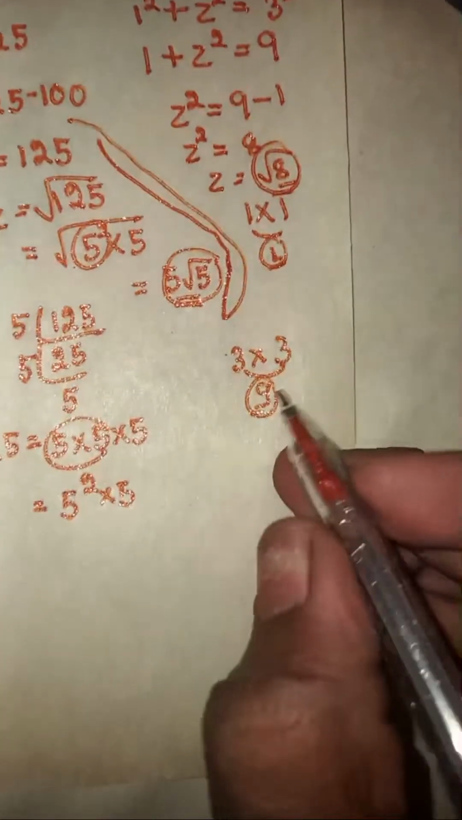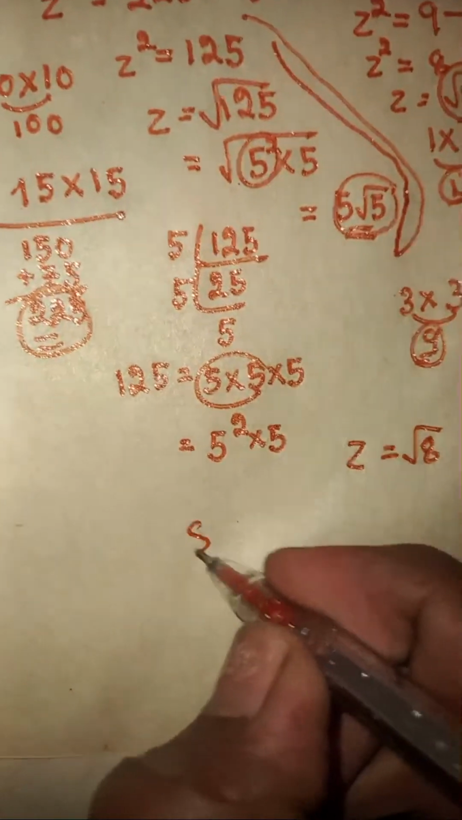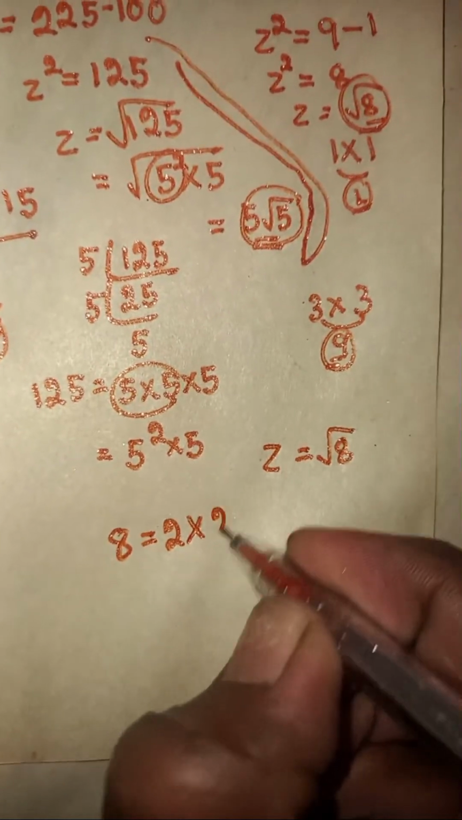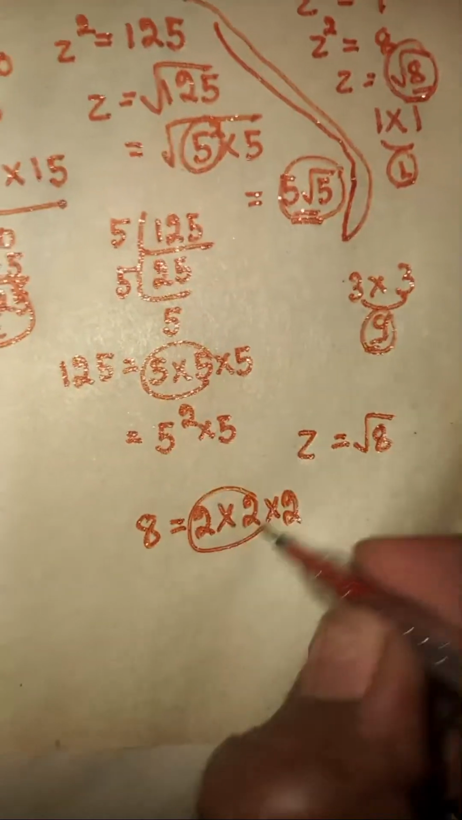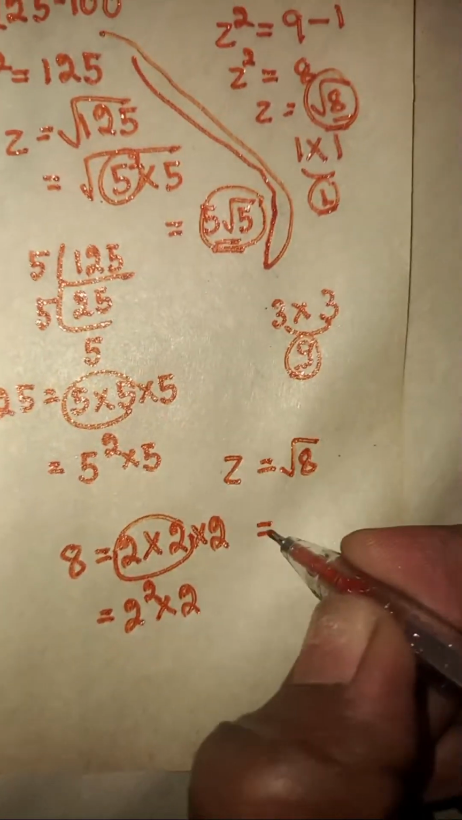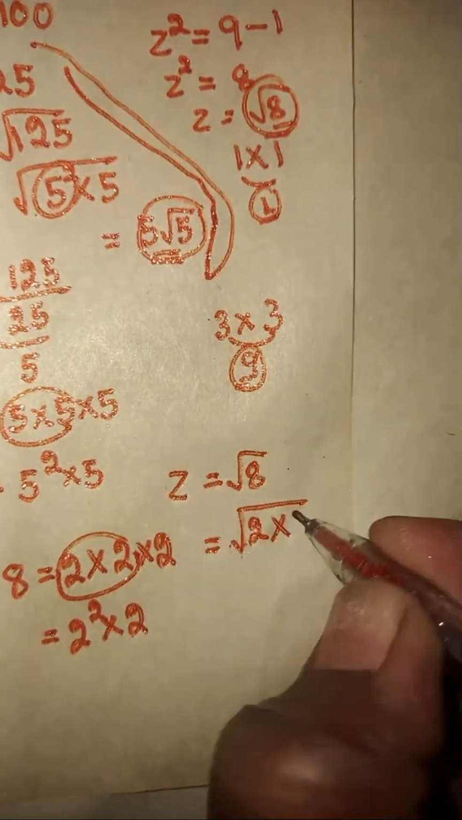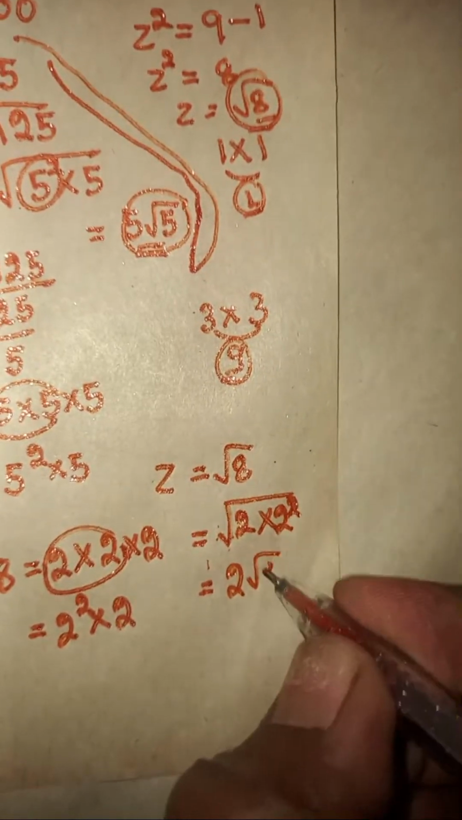You can stop here, or you can even simplify this. z equal to root 8. Root 8, 8 you can split and write it as 2 times 2 times 2. Here the two 2's you can combine and write it as 2 square. 2 square times 2. So this becomes root of 2 square times 2. 2 square comes out of root, it becomes 2. 2 root 2, that is the value of z.